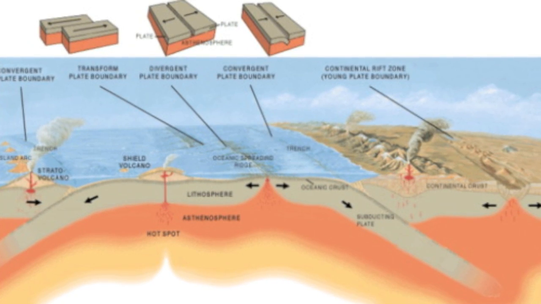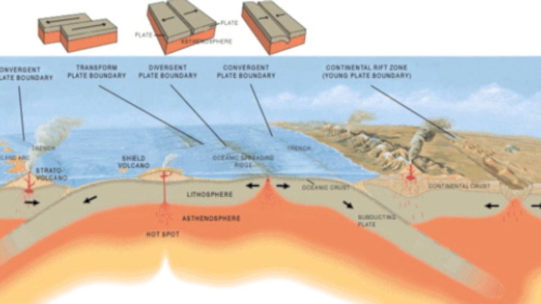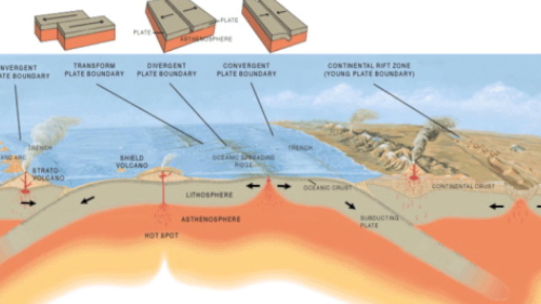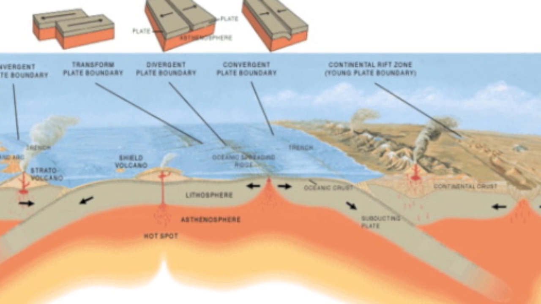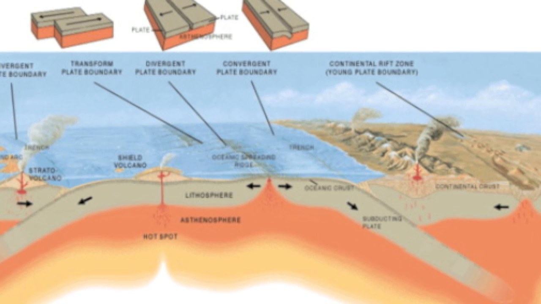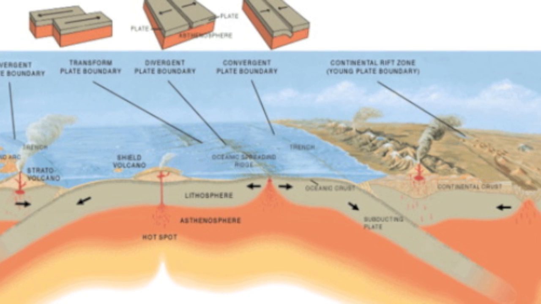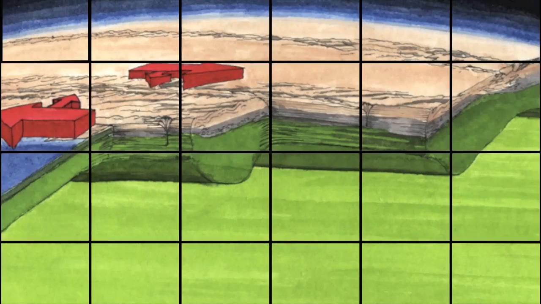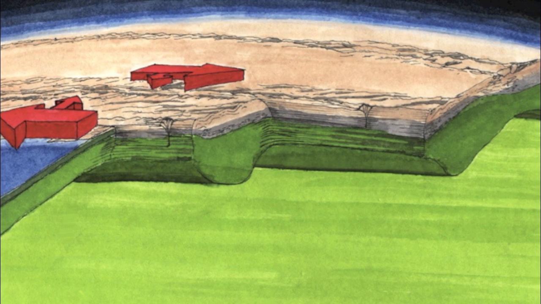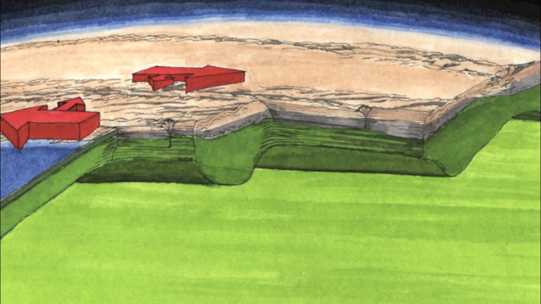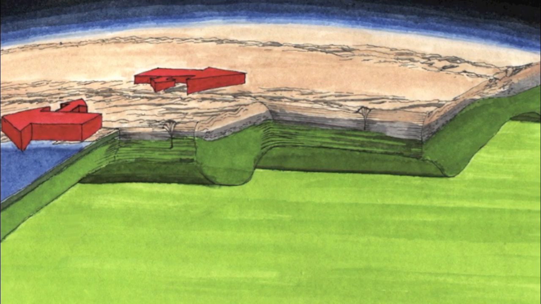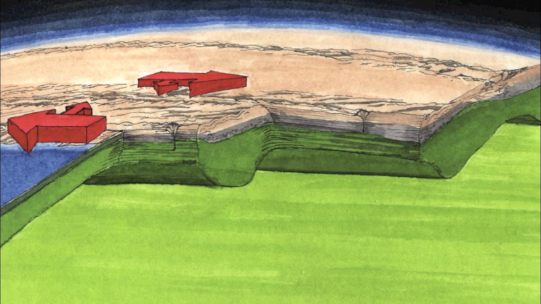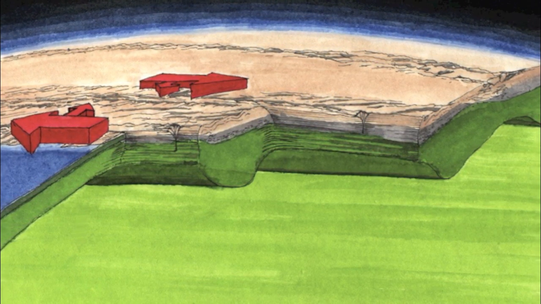There are three primary plate tectonic boundaries: the transform boundary, divergent boundary, and the convergent boundary. This is the transform boundary where two plates slide up against each other. That causes earthquakes.